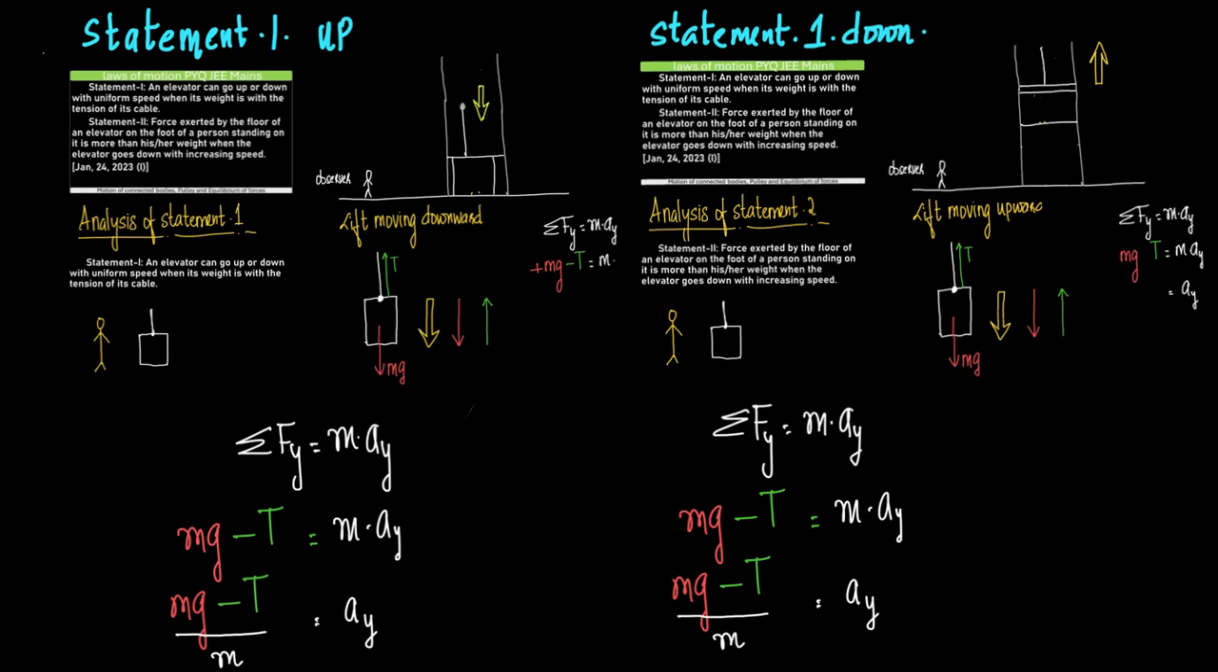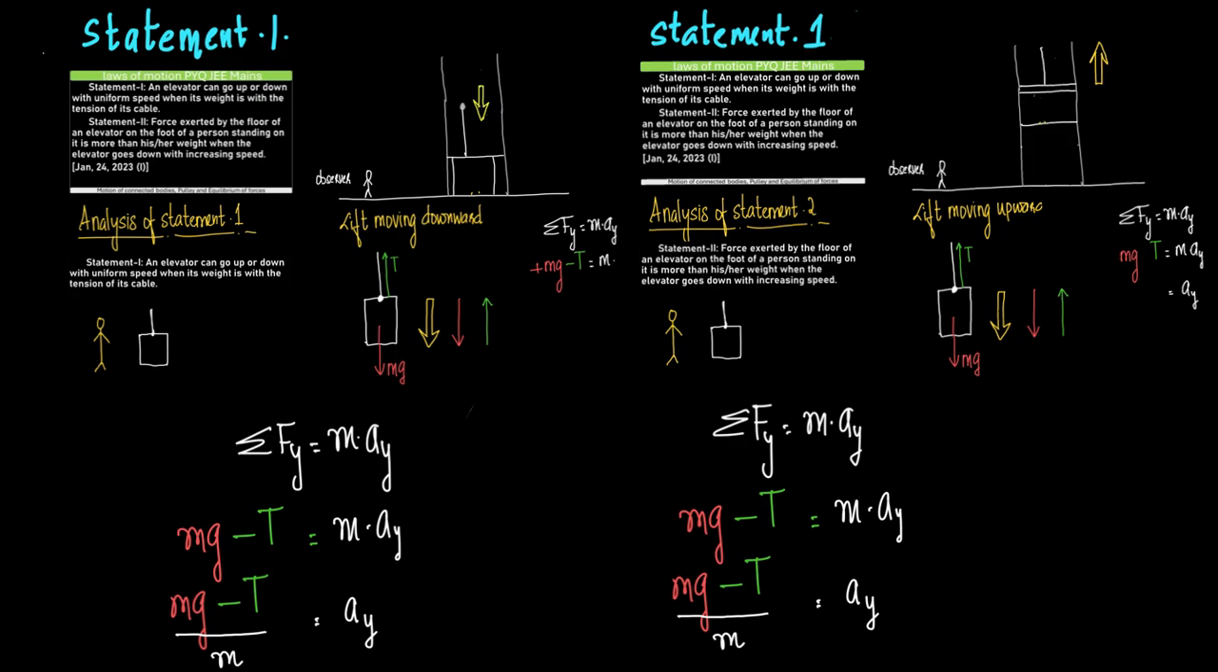So we have a statement-based question here. What I'm going to do is divide this entire solution into three parts. One will be statement one, where we'll discuss the lift going up. Sorry, I think it's wrong. It's the other way around. It should be lift down, and the other where we'll discuss lift going up, and then as a separate topic we'll discuss statement two. Okay.